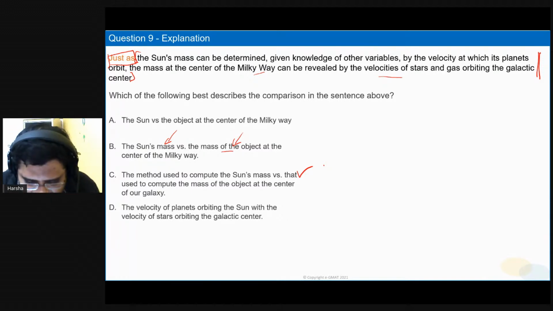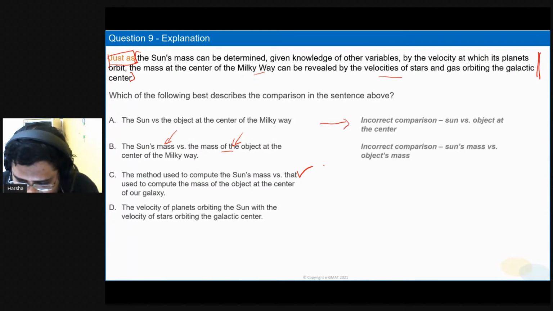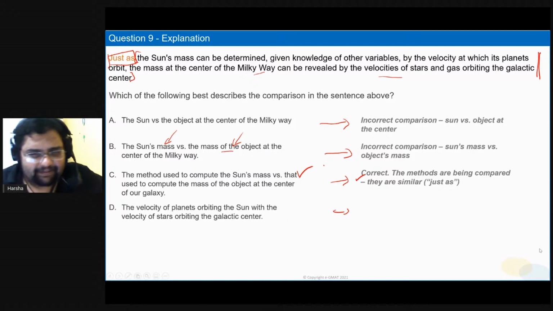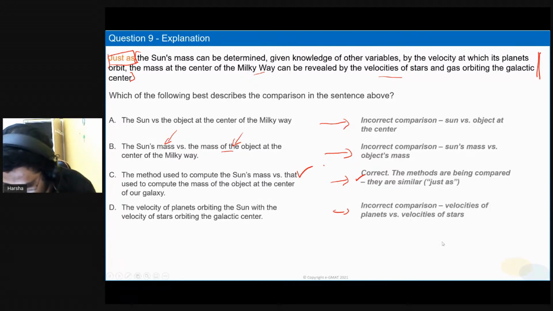So the correct answer is option C, because in all these other cases the comparison is incorrect. This is the only case where the comparison is correct. The methods are being compared, just similar to this method, this other method. Is this clear? Can we have a vote of confidence?